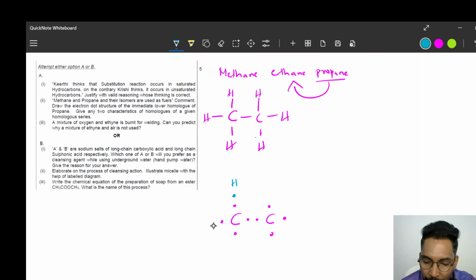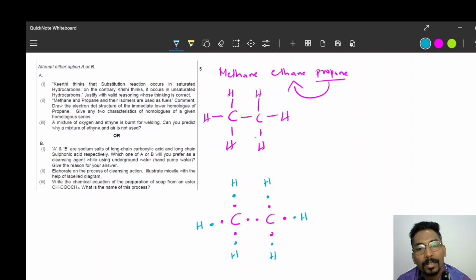One hydrogen, another hydrogen, next hydrogen, next one, and next one. Okay. So this is the electron dot structure for ethane, and if you want, you can draw circles as well. So this is the exact electron dot structure.